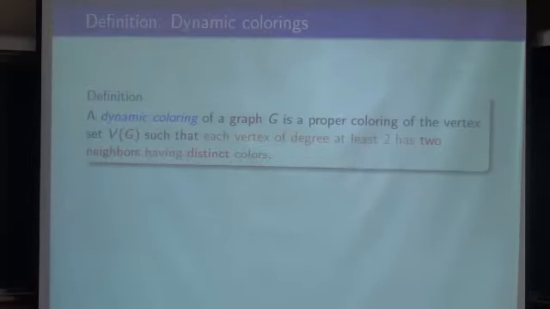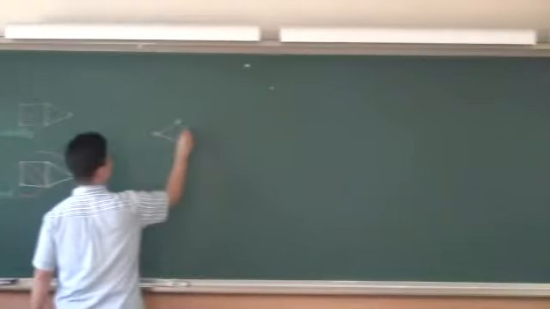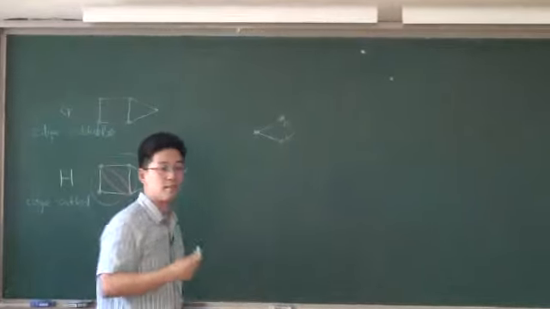Right. So let's start with the definition of dynamic coloring. A dynamic coloring of a graph G is a proper coloring of the vertex set V(G) such that each vertex of degree at least 2 has two neighbors having distinct colors. So if there is a vertex of degree at least 2, its neighbors should not all have the same color.